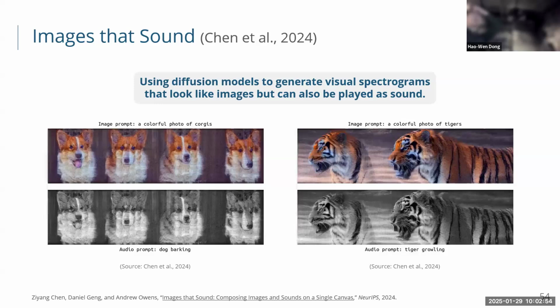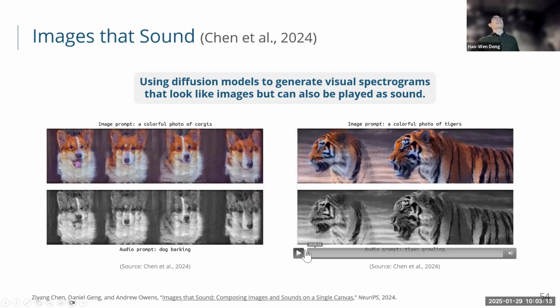It accepts two inputs. You want a colorful photo of corgis, but at the same time, this spectrogram should correspond to dog barking. Yeah, and this is tiger roaring.